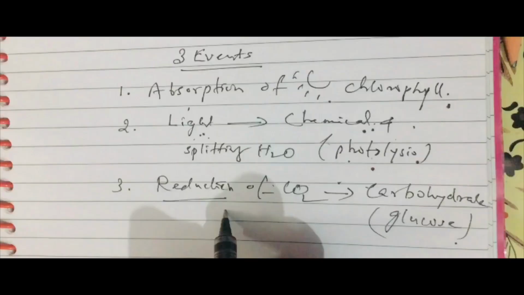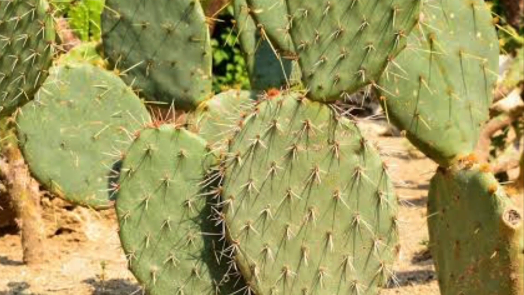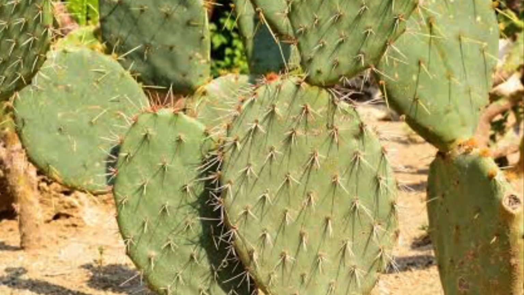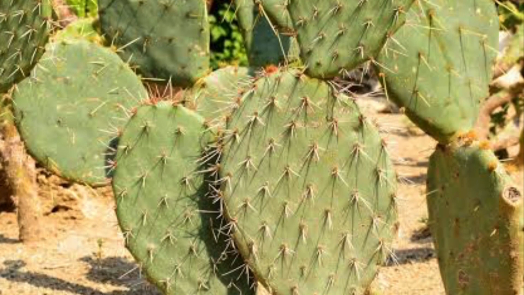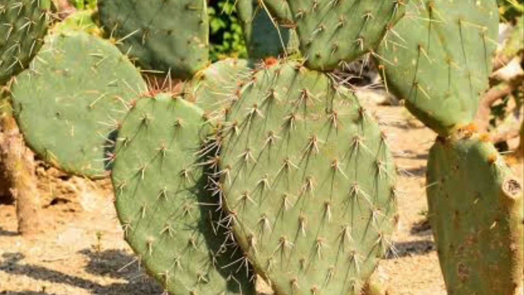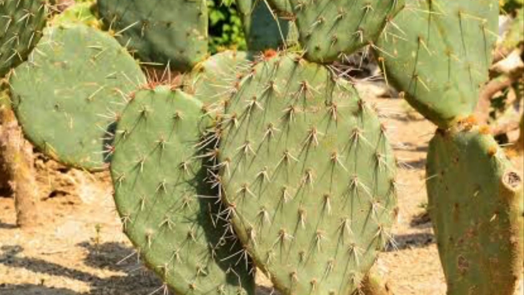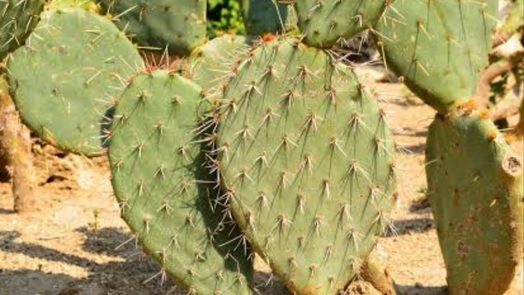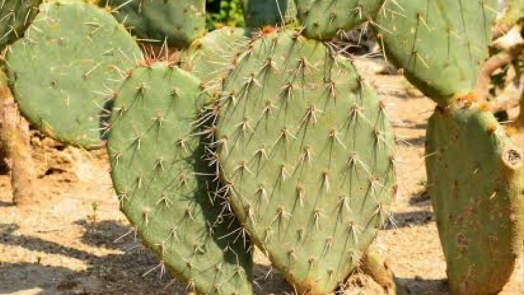The three events during the process of photosynthesis you have learned now. These three steps need not take place one after the other immediately. Some exceptions are there, for example, desert plants. What do they do? They take up carbon dioxide at night and prepare an intermediate, malic acid, and during the daytime this malic acid is acted upon by the energy absorbed by the chlorophyll. That will be done during the day. There is no fixed time gap between the light reaction and the dark reaction.